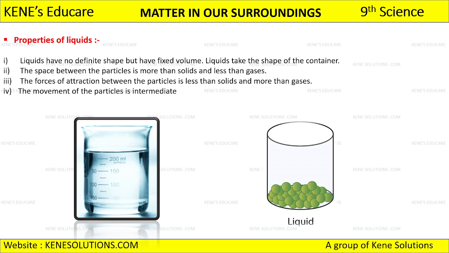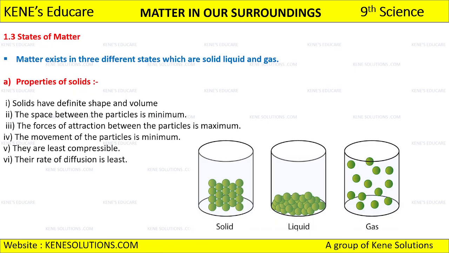Suppose this is a beaker. When I put liquid inside that beaker, the liquid will take the shape of the beaker. So liquids themselves do not have any shape, but they take the shape of the container in which we put them, and they have fixed volume. Then the space between the particles is more than solids and less than gas.